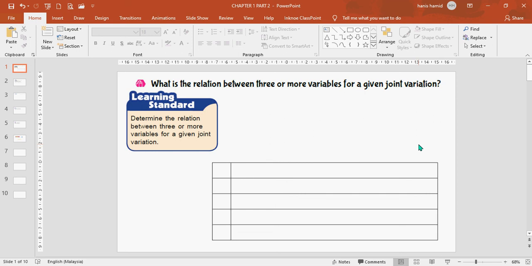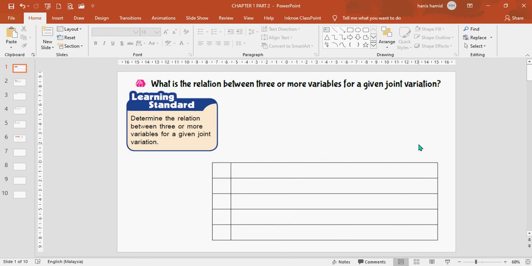Okay, hi everyone. Today we are going to continue our lesson for the topic variation chapter 1. Before this, during the previous lesson, you learned what is the meaning of joint variation. You can write the relationship of two variables for joint variation.